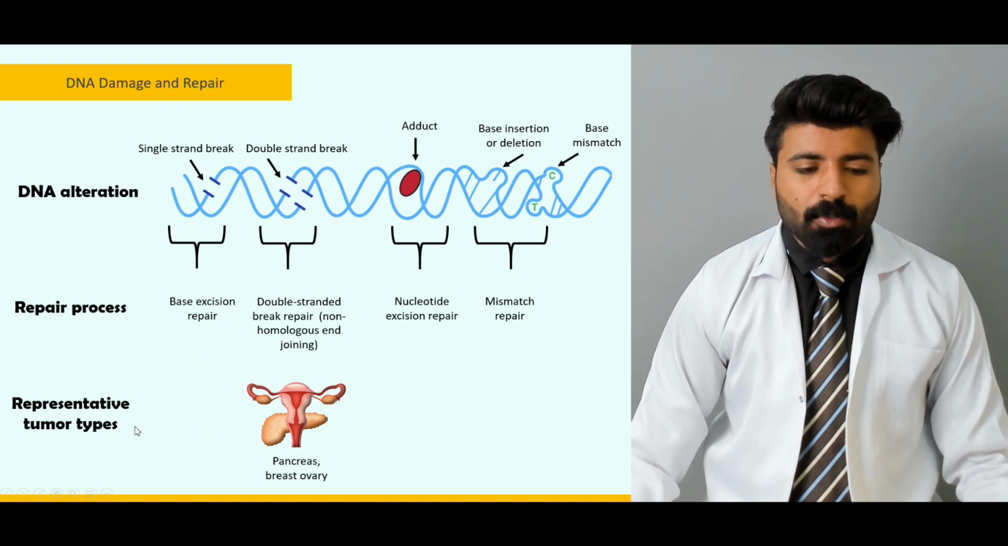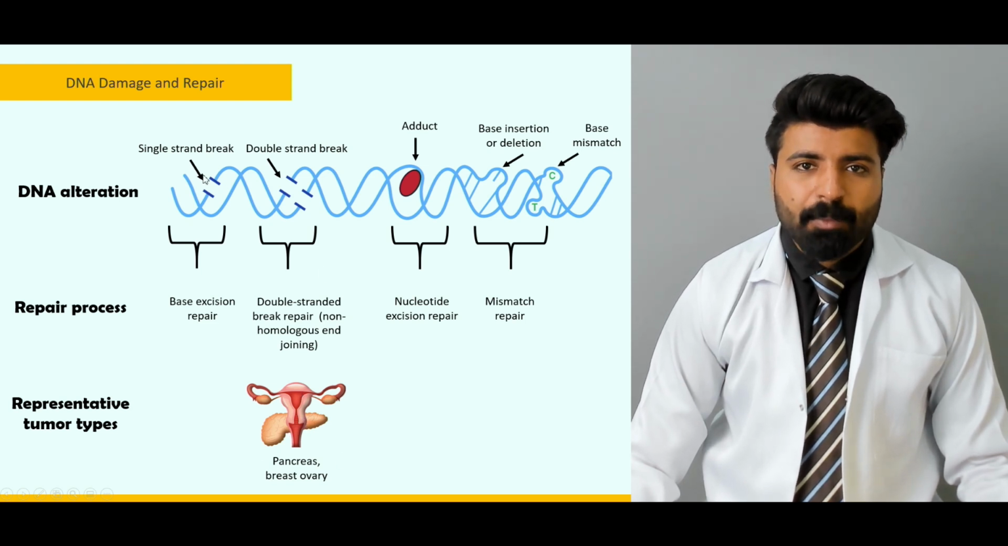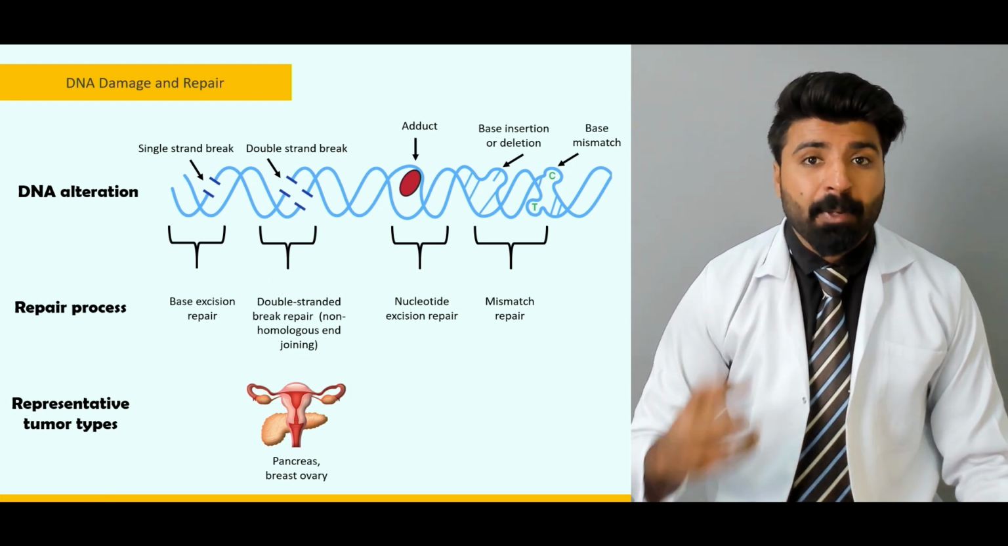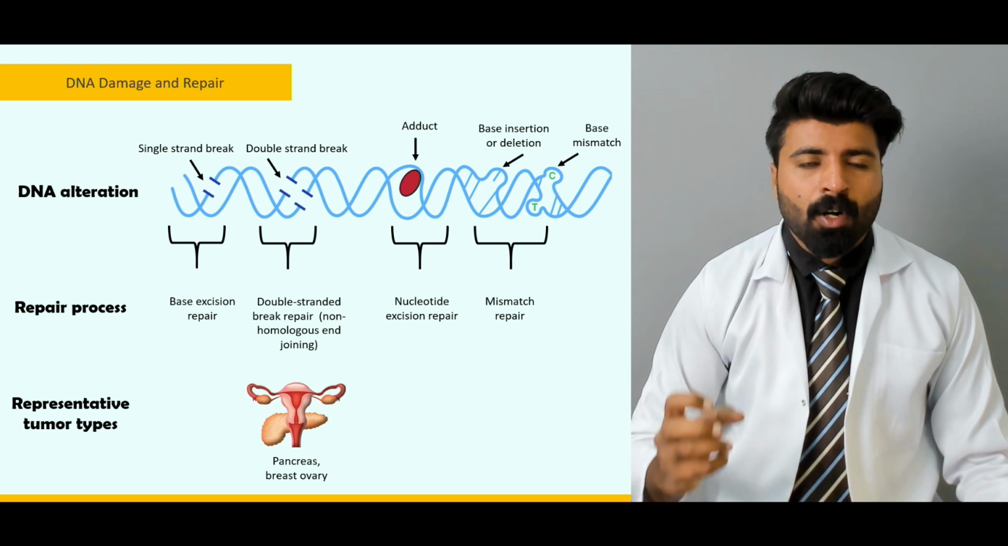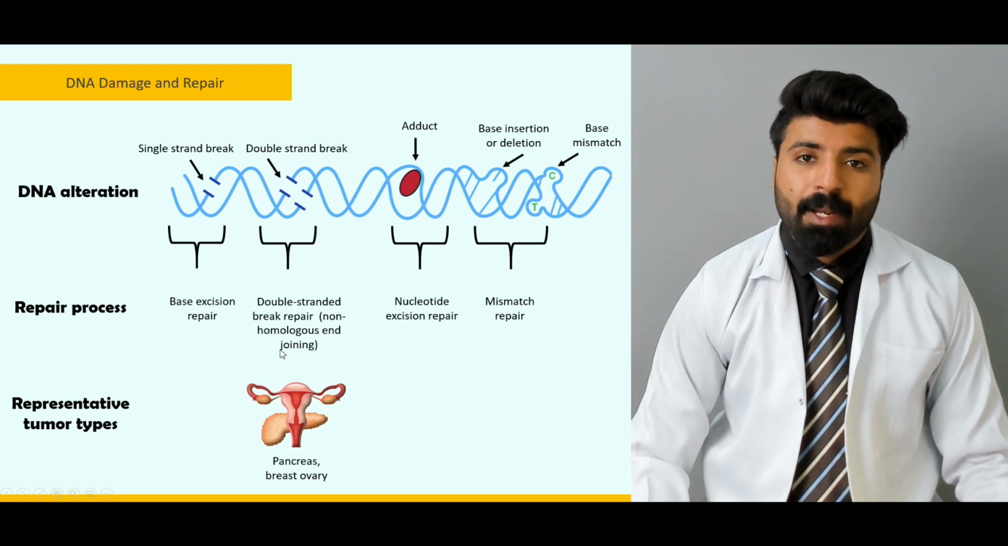So the types of tumor which are represented in single-stranded break or double-stranded break are pancreas, breast, and ovary. Now all of these are female tumors. So any kind of single-stranded break is there, double-stranded break is there, and repair has not happened. Repair could not happen. What kind of tumors will it produce? It will produce breast, ovary, and pancreas.